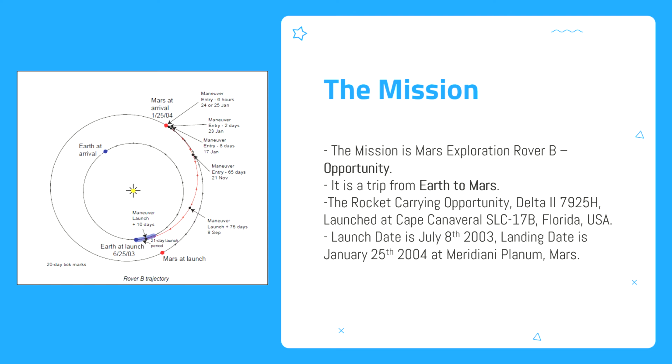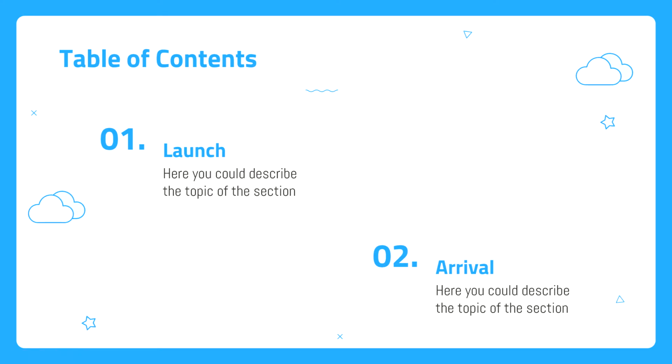So that's the overall mission, and you can see here on the left is the picture of the trajectory taken by the spacecraft. In this assignment, I'm gonna divide it into two parts. The first part is launch. The second is arrival. In the launch part, we're gonna have the hyperbolic escape trajectory with the heliocentric trajectory also, while on the arrival part, we're gonna have the hyperbolic arrival trajectory only.